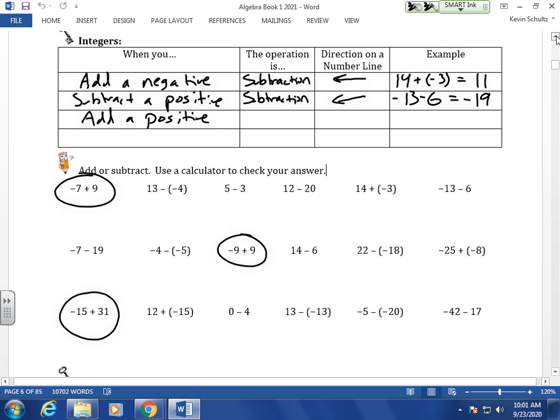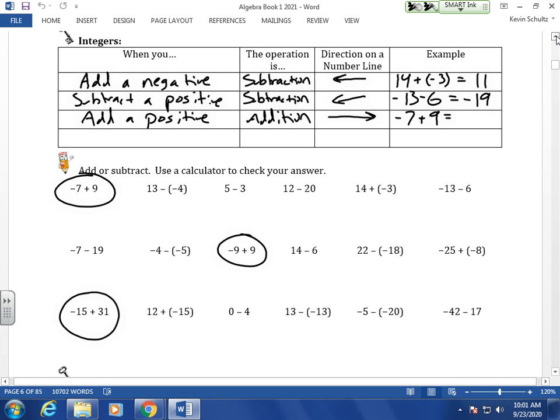And what operation is that when you add a positive? Addition, which on the number line means we're going to the right. Since addition is the opposite of subtraction, it makes sense we'd go in the opposite direction on the number line. An example here, let's take negative 7 plus 9. We're starting at negative 7. We're going to the right 9.